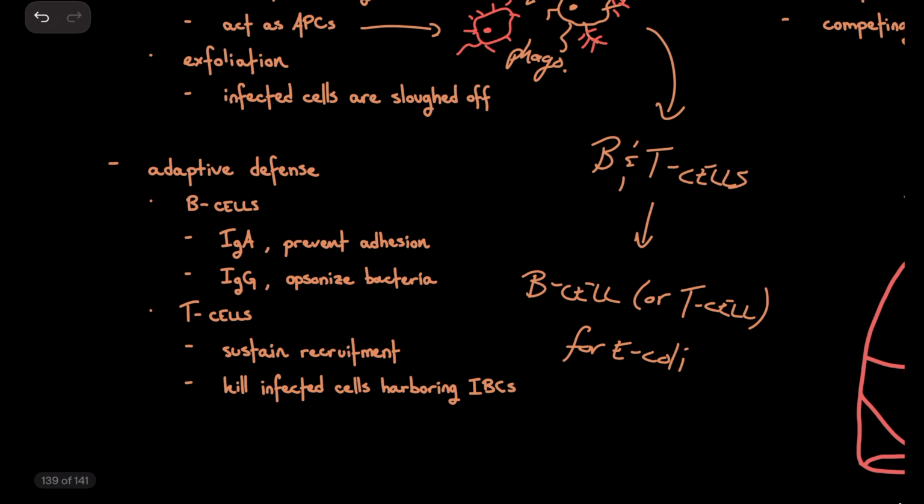All right, in terms of your adaptive defense, your B cells, the main thing that they do is secreting antibodies. Remember, anytime you see Ig, that means immunoglobulin, which means antibody. It's another word for that. Don't stress too much. We'll talk about those next unit. But IgA is the antibody associated with mucosa, so preventing adhesion to the mucosa.